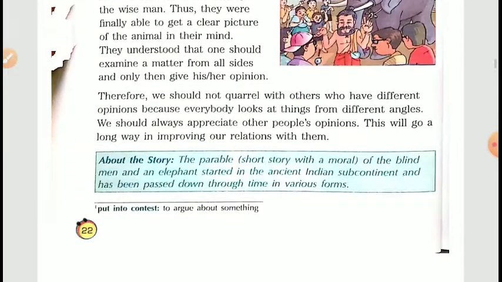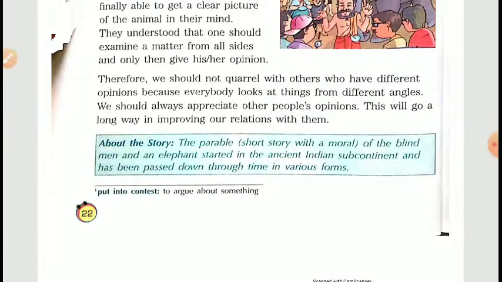But there's a phrase given at the bottom of page number 22, and the phrase is "put into context," which means to argue about something. When there's a difference of opinion, you tend to argue. You tend to keep your opinion that I'm right, you're not right. The other person may be saying, I'm right, you are not right. So when you argue, that is put into context.